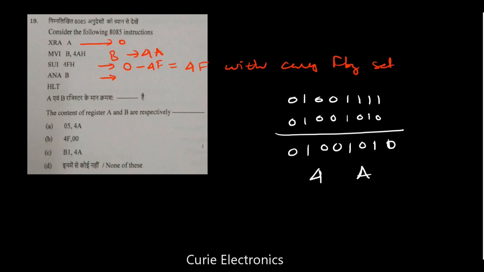But what are the options? The content of register A is 4A and the content of register B is the same as 4F. But we don't have an option like that. I think this answer is none of these, because we should get 4A. Even I have a little doubt regarding this question, but I feel it is none of these only, because register A is 4A after the AND operation. Okay, let's move to the next question.